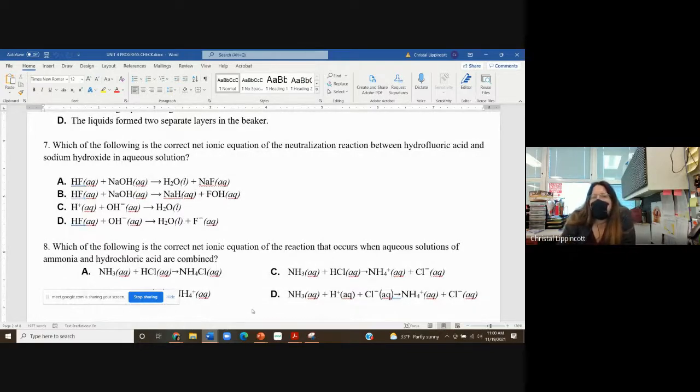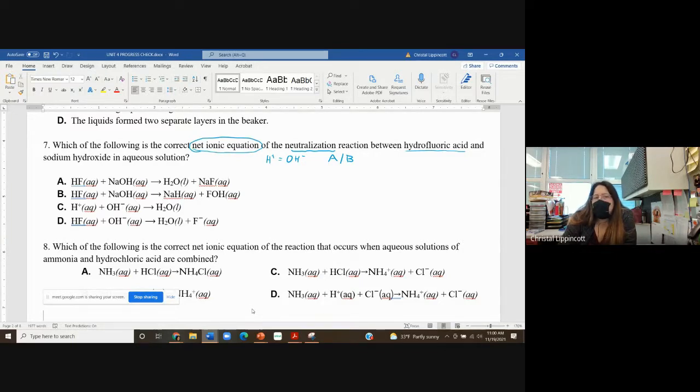So when they're talking about a neutralization reaction, they're talking about an acid-base reaction. And so when they're doing that, you're going to end up neutral. If you have hydrofluoric acid and you have sodium hydroxide, you're going to end up at a point where you're going to have those neutralized. Your H+ is going to equal your OH- at a certain pH. And that's what a neutralization reaction is. And so they want to know which one of these is the correct net ionic equation for that.